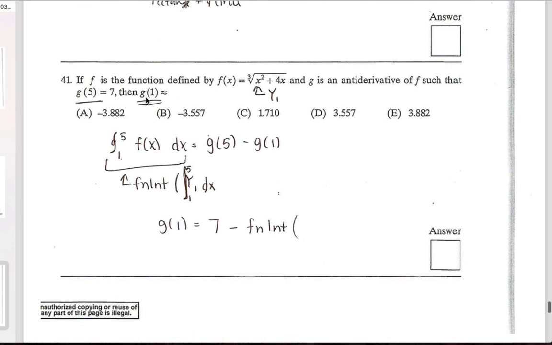In this problem, look, this is the same type of problem. It says that g is an antiderivative of f. So if you take the antiderivative of f, you get g. I use the given and what I'm trying to find as my bounds. So the integral from 1 to 5 of f is g of 5 minus g of 1. We know g of 5 is 7, so this is 7 minus g of 1, so g of 1 is going to be 7 minus whatever I get when I use fnInt on my calculator. So I do fnInt and I put this in y1.